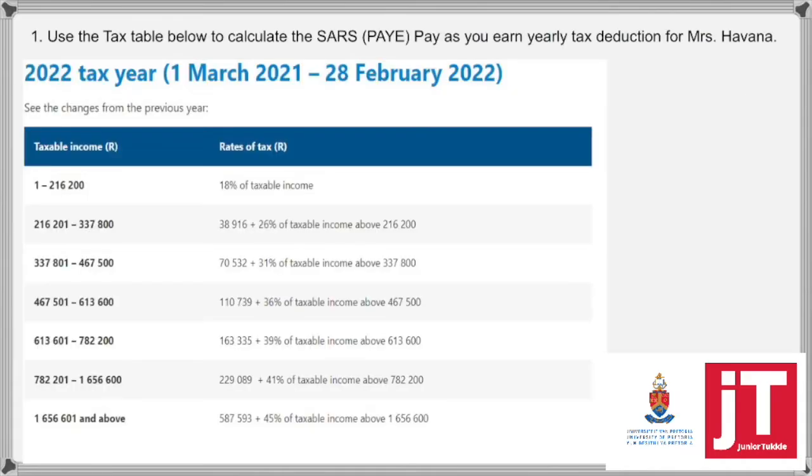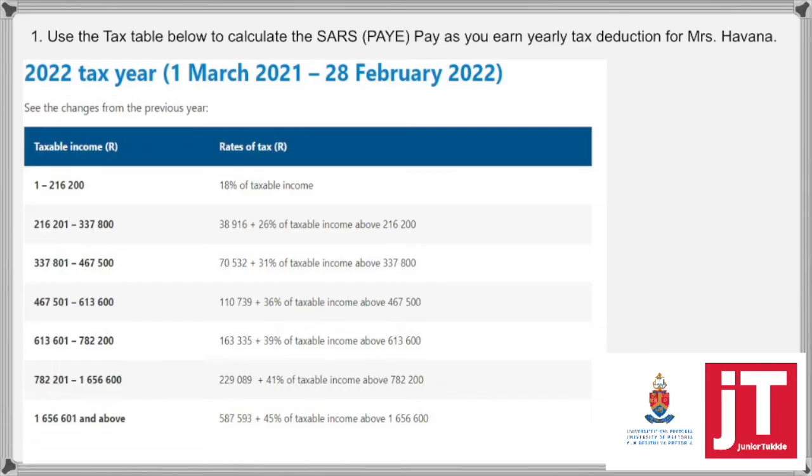So let's look at the first question. They say, use the tax table below to calculate the SARS pay-as-you-earn tax deduction for Mrs. Havana. Usually you will not be asked to calculate taxes. You will always be given the SARS pay-as-you-earn amount. However, it's fun to know how this works. If we look at this tax table, you will see that we have the tax scale on the left-hand side, and then the rate of tax that you need to pay.